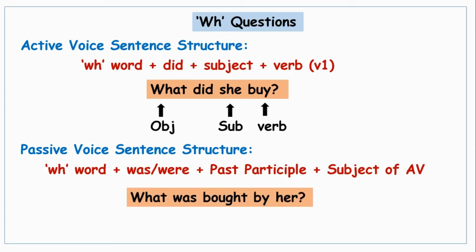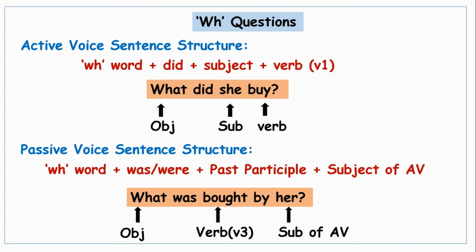Okay, let us look at this sentence once. What was bought by her? WH word here plus was plus past participle bought plus subject of active voice she. It has become her over here. Okay, so this is the sentence structure of passive voice. Okay, so object again what, and verb V3 is bought, and the subject of active voice is her. Okay, it has become object over here in this passive voice. Okay, so this is about WH questions.